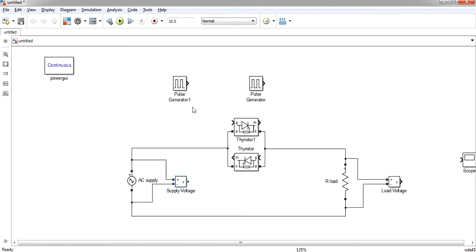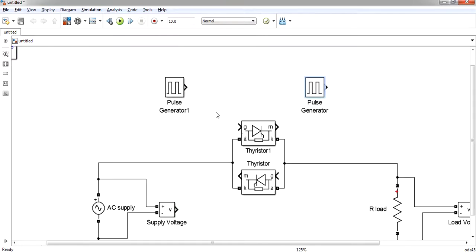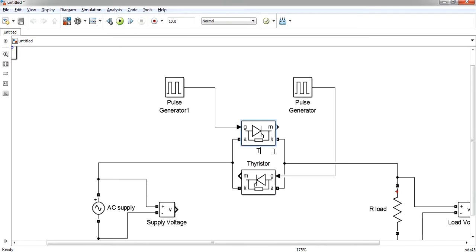After that you need the pulse generators to trigger the thyristors. Let us connect them to the gate terminals of the thyristors. The first pulse generator I am connecting here, and the second pulse generator for the second thyristor. Let us rename them quickly. This will be my T1, thyristor 1, and pulse generator 1 will trigger T1. This will be my T2, and here I am renaming it as pulse generator 2.